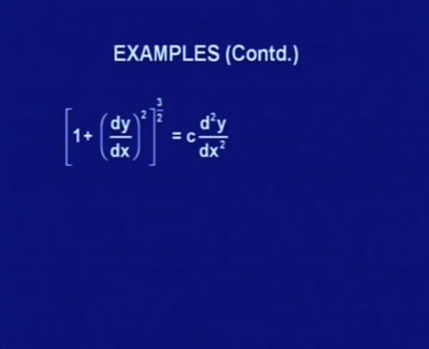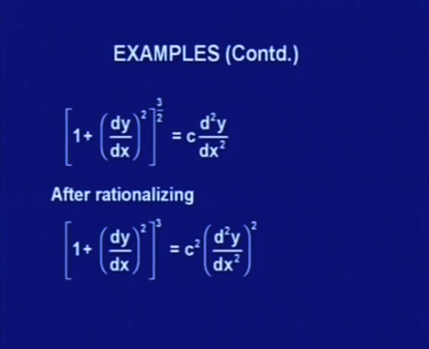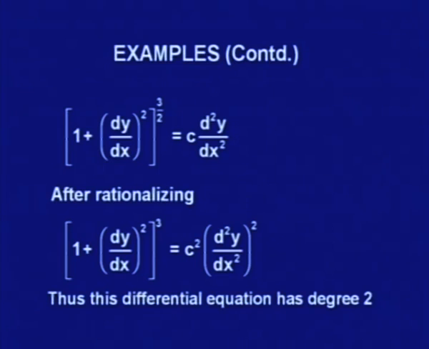How will we rationalize it? We will square this equation on both sides, and thus we would get 1 plus dy over dx square, whole to the power 3, is equal to c square times d2y over dx2 whole square. Here the highest derivative involved is the second order, that is d2y over dx2, and its exponent is 2. Thus, the degree of this equation is 2.